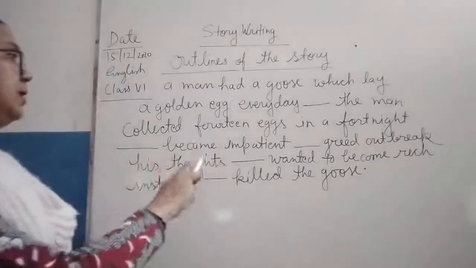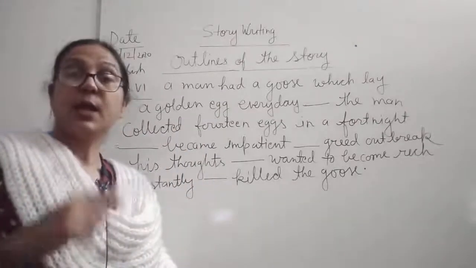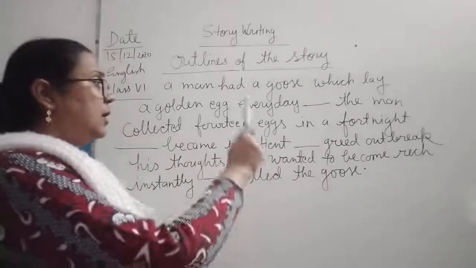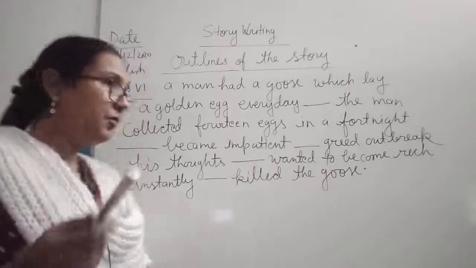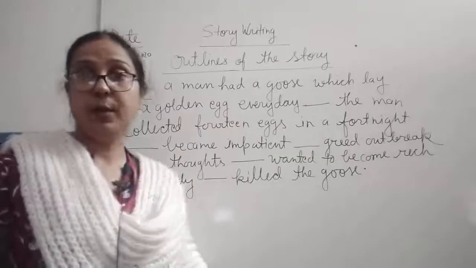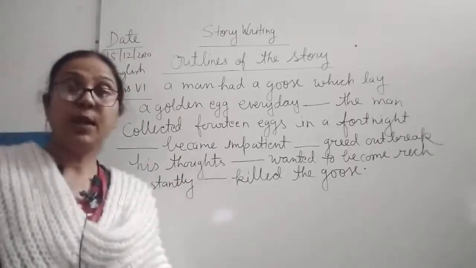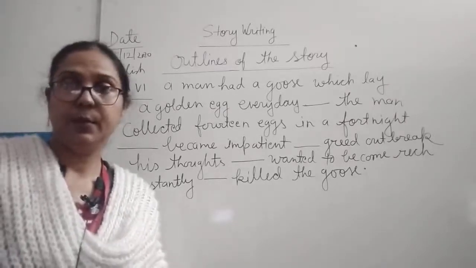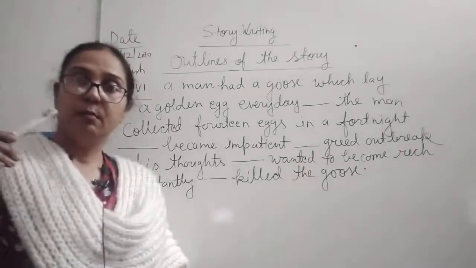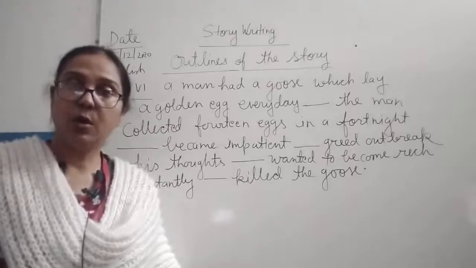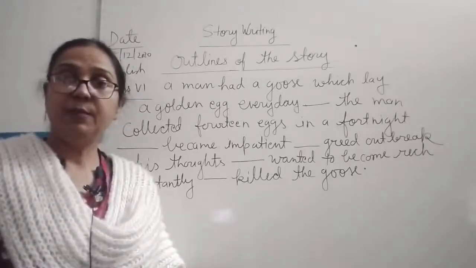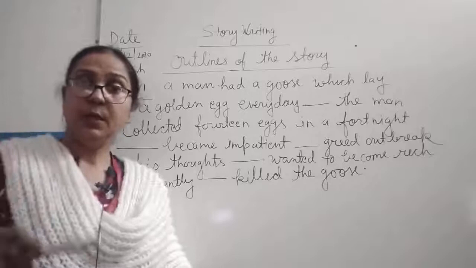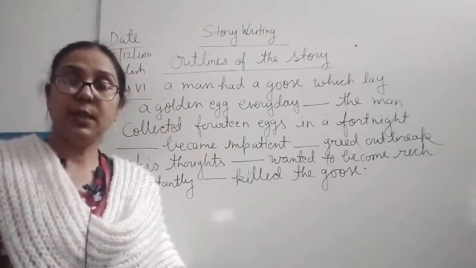Then the man started collecting 1 egg every day, and that was a fortnight. Eggs became 14, and after that what happened? He became impatient. Because he was becoming very, very rich, you can say he became greedy. Now he wanted to gain a lot of money, lot of gold, lot of jewels at one time. That is why he became very impatient. Here greed overcame his thoughts, or you can say he became greedy.